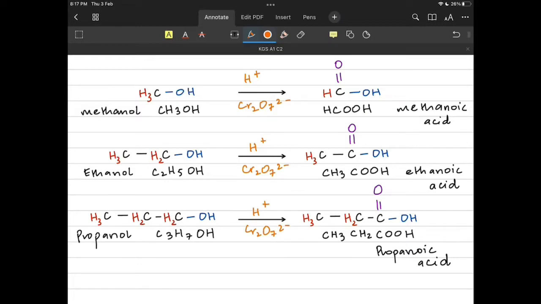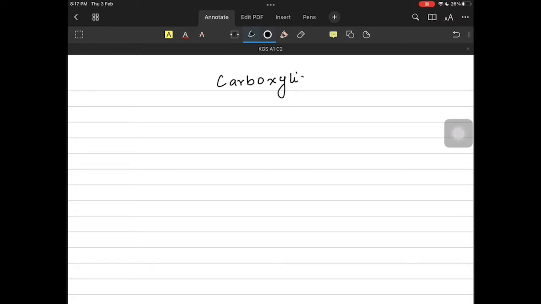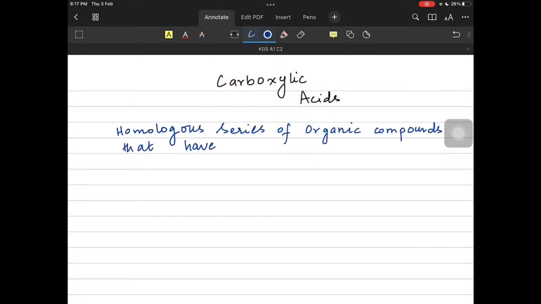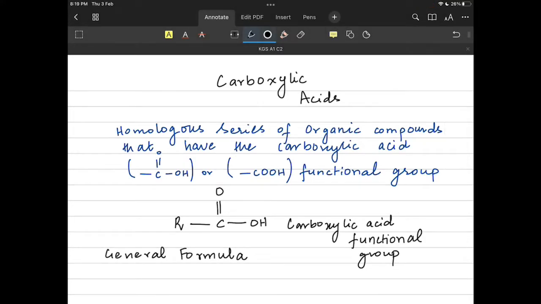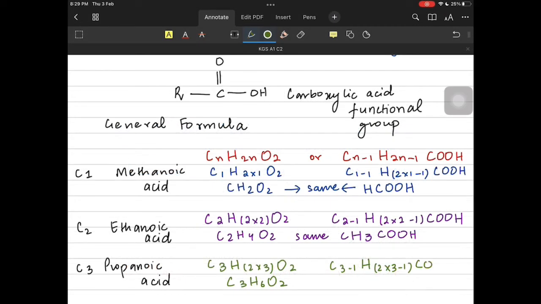Hey everyone. So last time we saw how alcohols could be oxidized to give carboxylic acids. We know carboxylic acids are a homologous series of organic compounds which have the carboxylic acid functional group, where the double bonded oxygen and OH are attached on the same carbon. We saw their general formula, which was CnH2nO2, and there was this other general formula that we also tried.